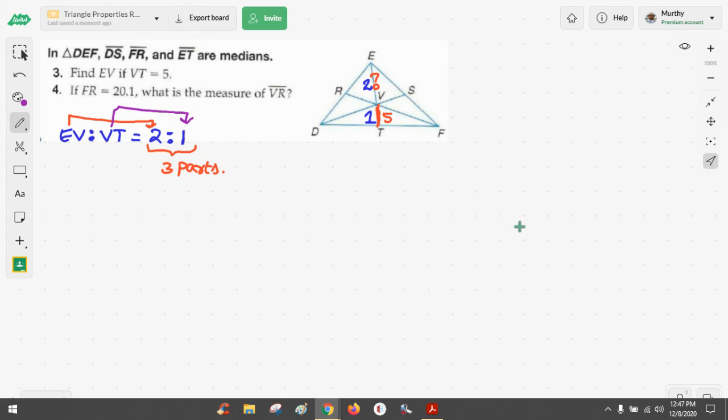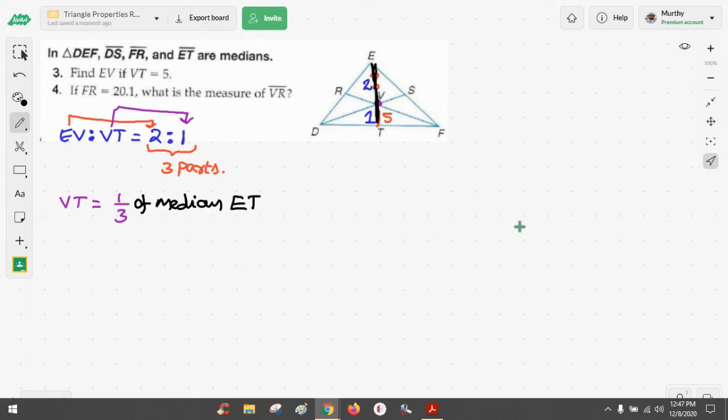So already VT is given in the diagram. Please notice that VT equals 1 portion out of 3. So VT equals 1 out of 3. From where I got 3 means that is the total number of parts. That goes to the denominator. One third of the median, which is ET in this case. So please notice that the whole length is ET.